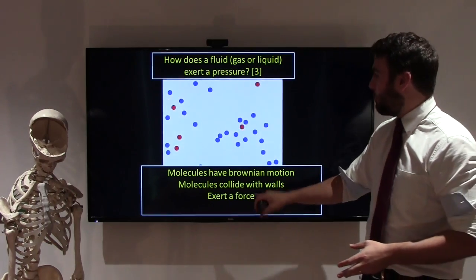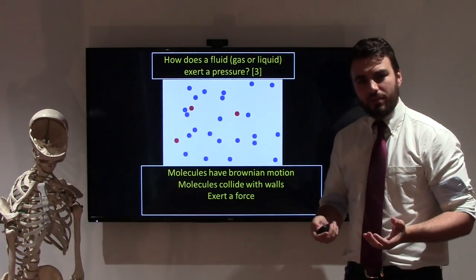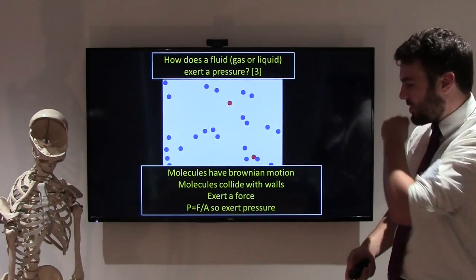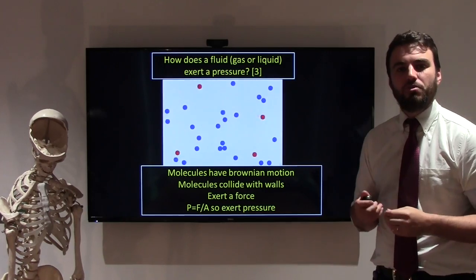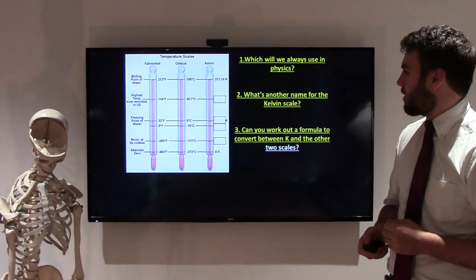Because I've got force and they ask me about pressure, what equation relates them? Which one of those three? Well, pressure is force over area. Okay? They're my 4 marking points. Make sure you've got all 4 in your answer.